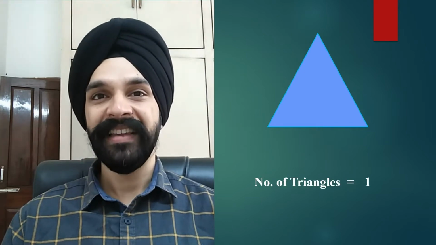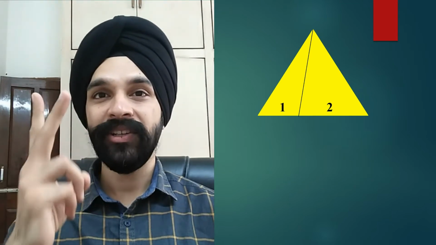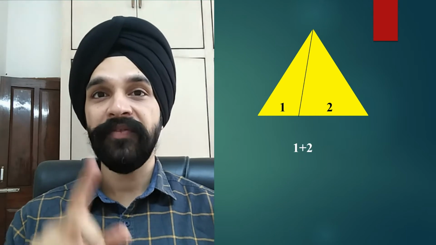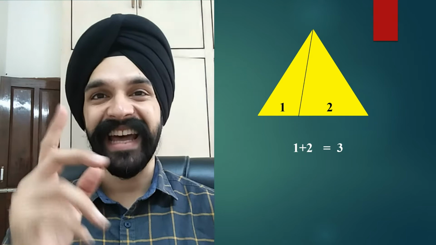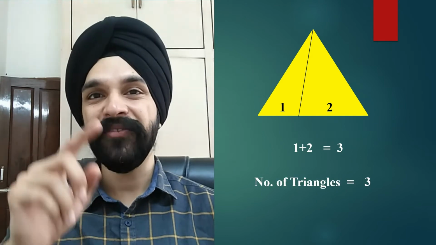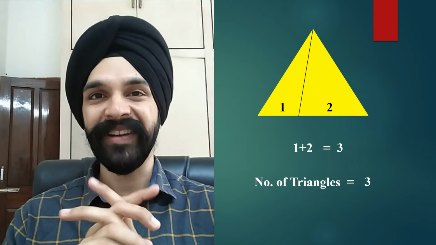Type 1. You often get figures like this and are asked to count the number of triangles in them. So how to do it? In figure 1, you can easily see there is only one triangle. In figure 2, take the base as the reference and write 1, 2. Now add 1 plus 2. That gives us 3. And that's our answer. The number of triangles in figure 2 is 3.